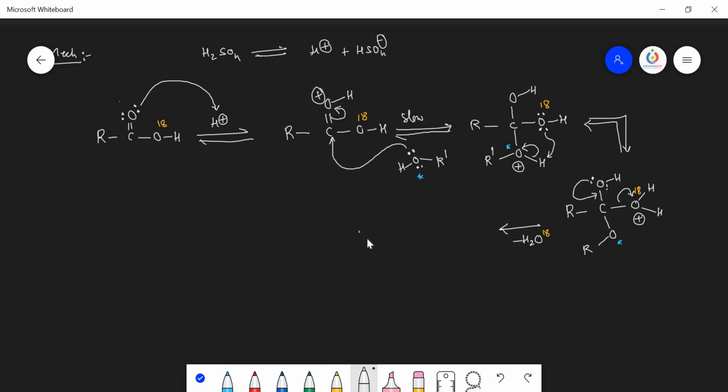Now we will write the molecule R. This is also a reversible reaction. R C double bond O H, this is the plus. Okay, here oxygen, this is the R dash. I forgot to mention over here R dash. So H2 molecule anyhow is left behind.